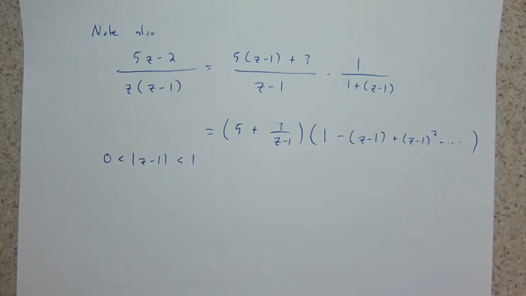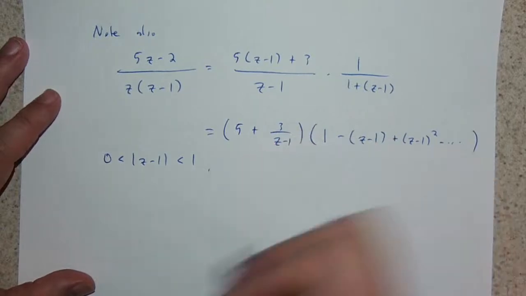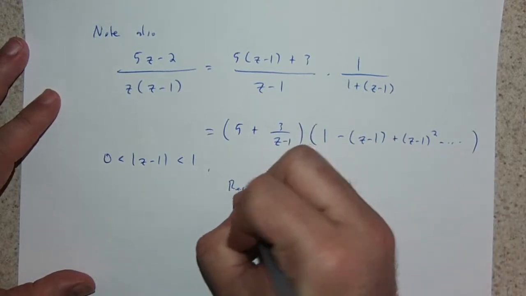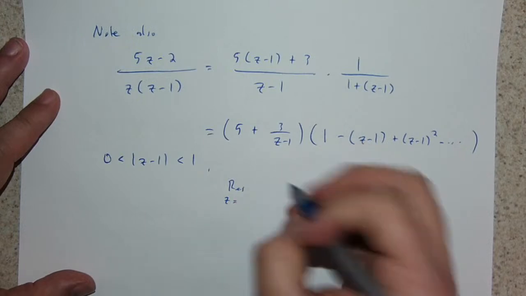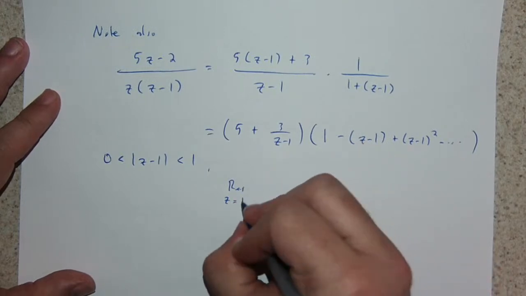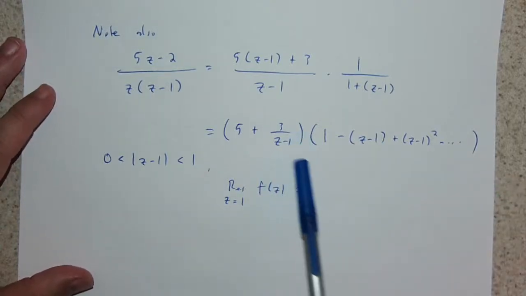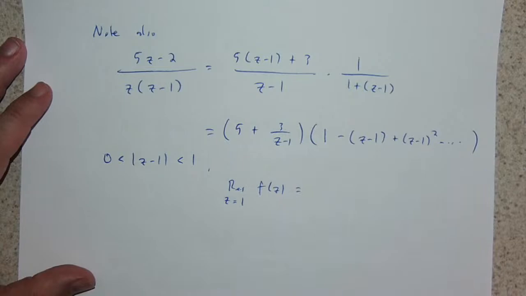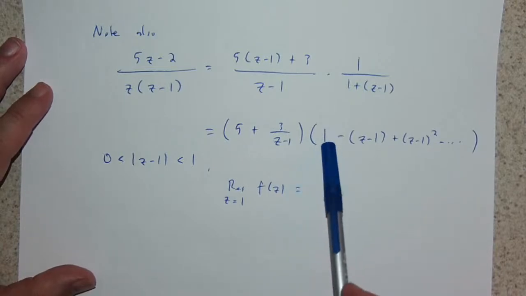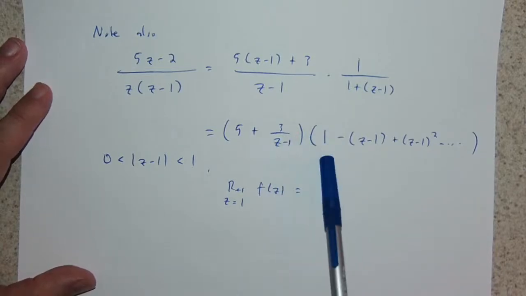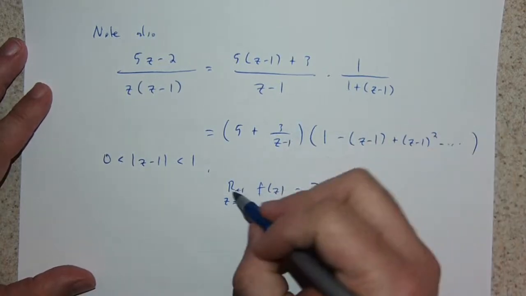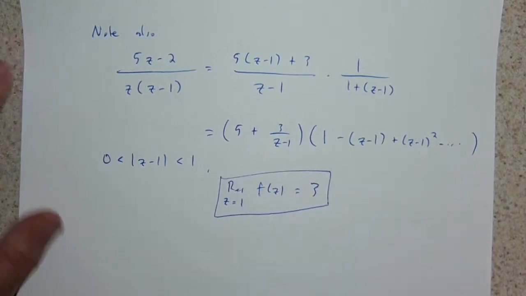Then how do I find my residue here? Well, my residue when z is equal to z sub 2, which is 1, is going to be the coefficient on 1 over z minus 1. Where does that come from in this product? I'm only going to get it from one term. That's 3 over z minus 1 times 1, so it's 3.